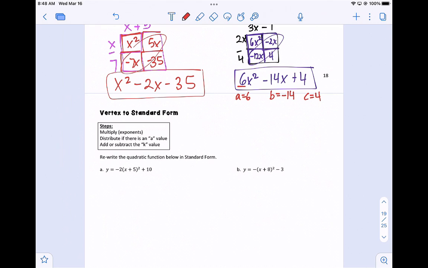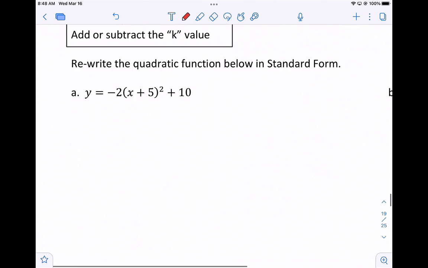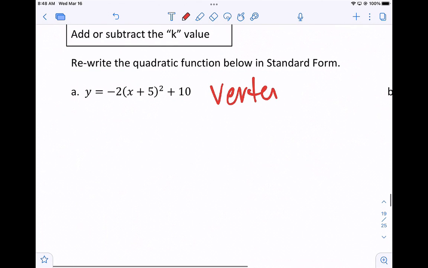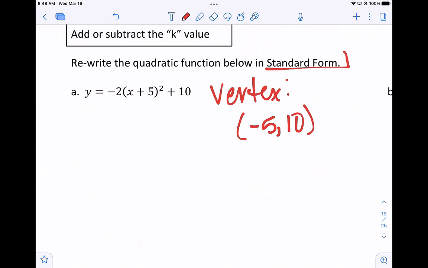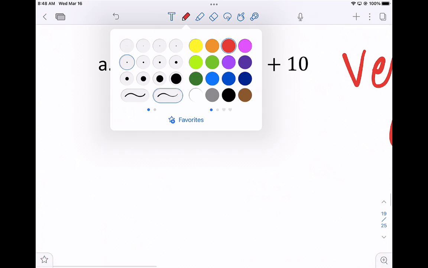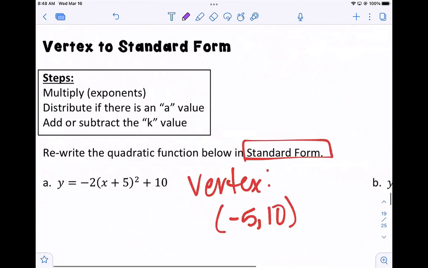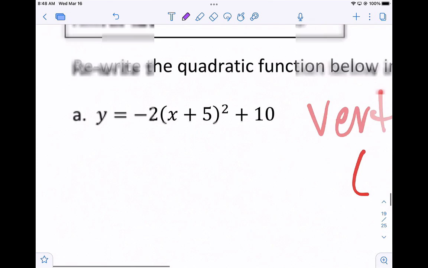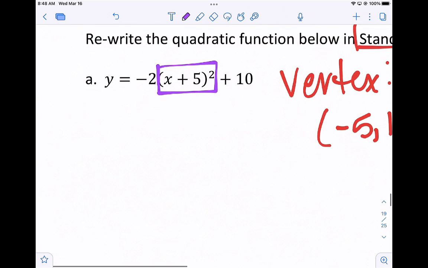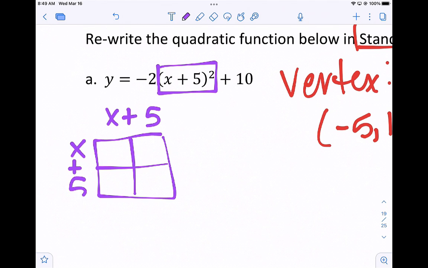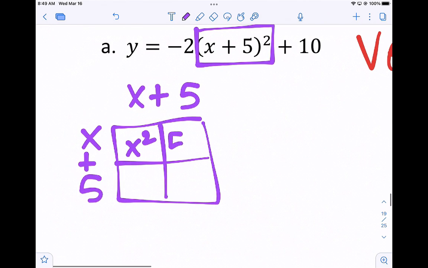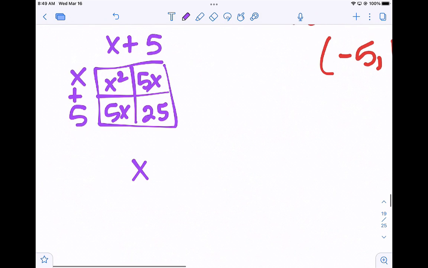You can also go from vertex to standard form. So if I said, what's the vertex of this function? It would be negative 5, 10. But if I asked you to multiply it out into standard form, here are the steps. Do the exponents first. All right, so here's the first part. We're going to do x plus 5 times x plus 5 first. We'll get x squared, 5x, 5x, 25, which leaves us with x squared plus 10x plus 25.